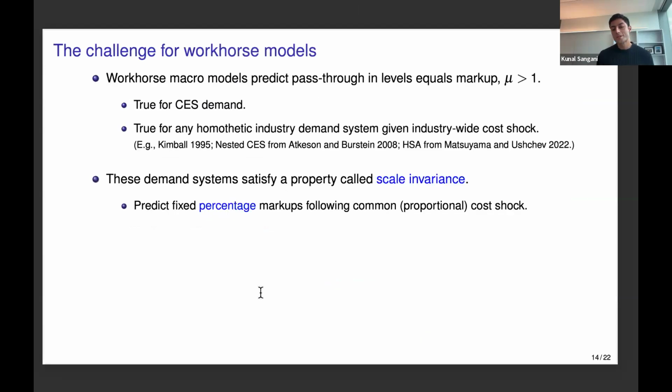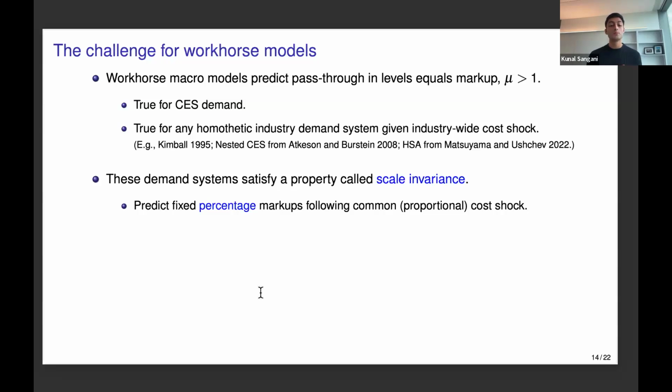Now, let me briefly comment on why, from a theoretical perspective, this is a challenge relative to the workhorse models that we tend to use in macro and trade. The easiest example here is CES demand, which many of you are familiar with. In CES demand, firms want to charge a fixed percentage markup times marginal cost. And so if their costs increase by 10 cents, they want to increase their prices by 10 cents times their fixed percentage markup. It turns out that's not just the case for CES demand, but it's actually true for any homothetic industry demand system if all firms are exposed to an industry-wide cost shock.